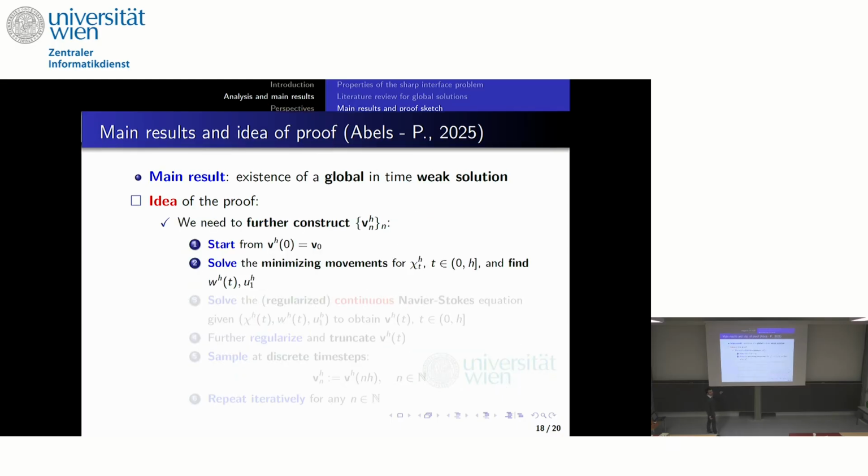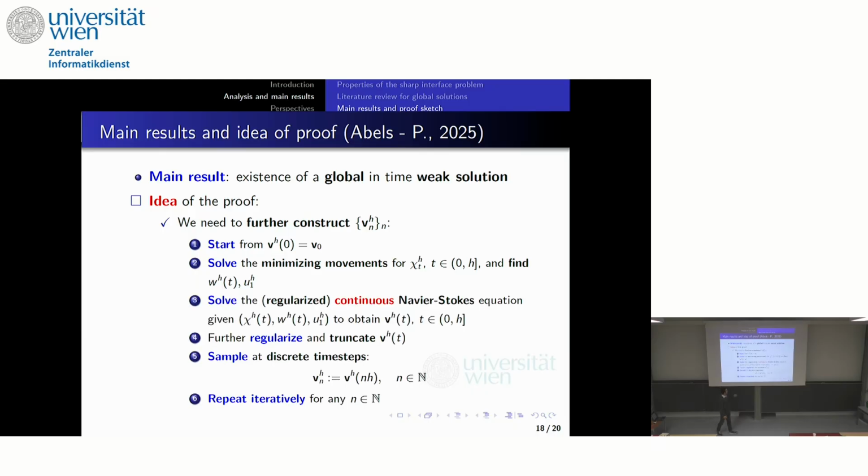Then, what do you do? Now that we have a minimizing movement step, imagine the step from 0 to h, we have a continuous variable w, which is the curvature potential, and we have a discrete quantity, u1h, which is evaluated at step 0, let's say. Then you use these quantities to update your Navier-Stokes equation. Of course, you cannot discretize Navier-Stokes in time, or better, it would be more complicated because, as I told you, we need to use both potentials, and one of the two is continuous.